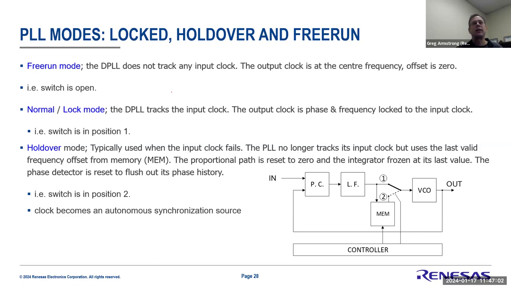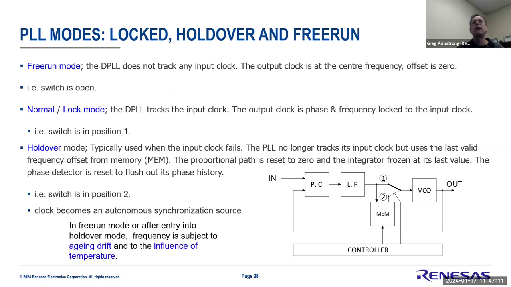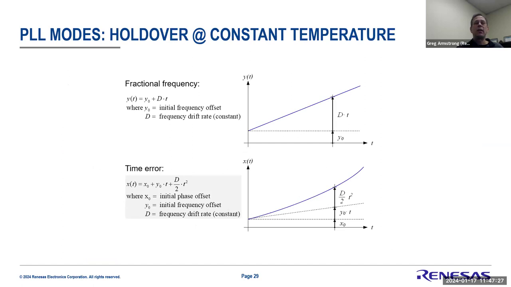A lot of times you can get TCXOs that are around 300 ppb, they're getting down to 100, and even some down to 50 ppb of accuracy. But you can even get oven compensated oscillators that get to 10 ppb or even 1 ppb of stability of that drift component. But the thing to be aware of is that time reacts very differently to frequency drift.